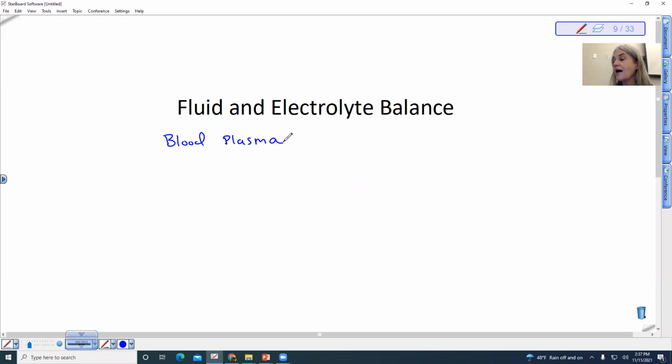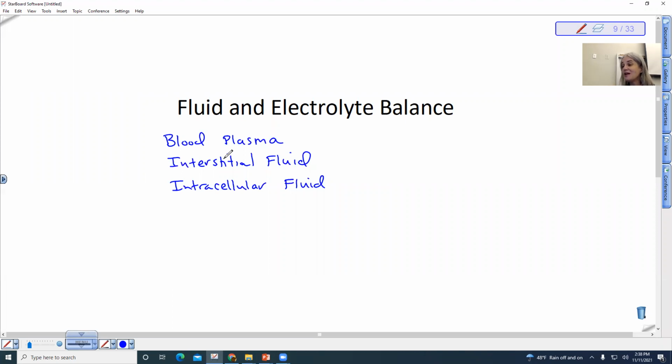We also have fluid that surrounds every one of our cells, and this is called interstitial fluid. So this is surrounding these cells. And then we have fluid inside of our cells. So that is called intracellular fluid. This interstitial term has to do with the fact that this is the fluid that's in the tissues.